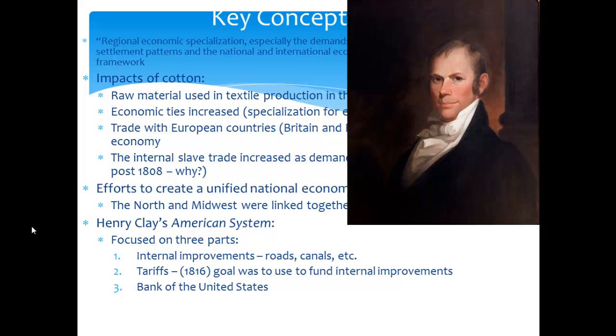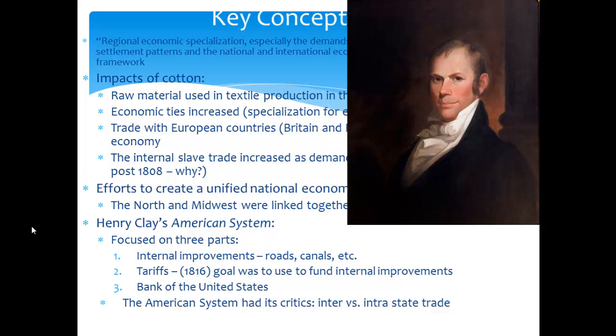And also he was in favor of the Bank of the United States, not the original one from Alexander Hamilton's days. That one had expired. He was in favor of the newer one. And I do have a separate video on Henry Clay's American System. Check it out in the description below to get more detail on it.